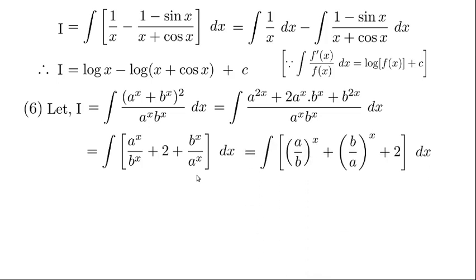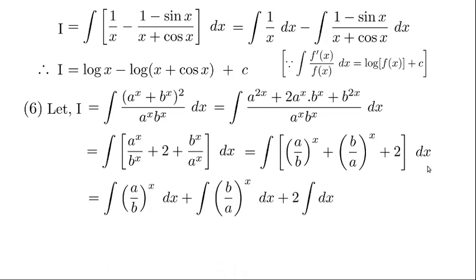So it becomes integration of a upon b whole raised to x plus b upon a whole raised to x, this part, and plus 2 to this dx. Now take separate integration.